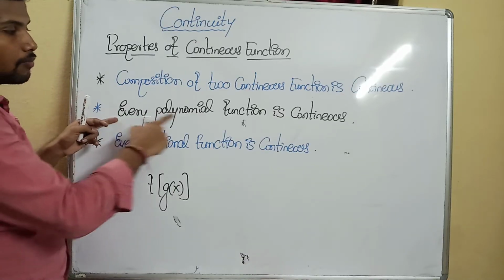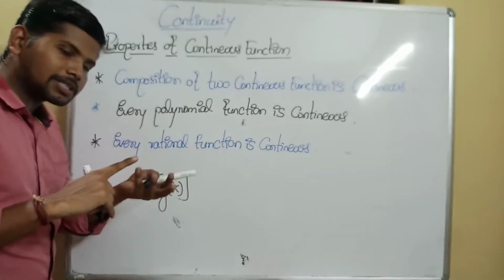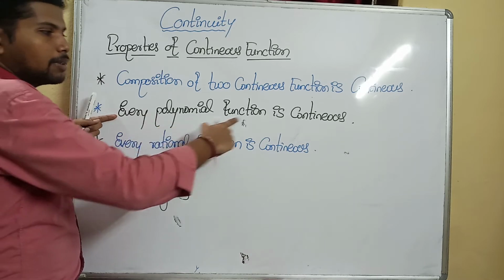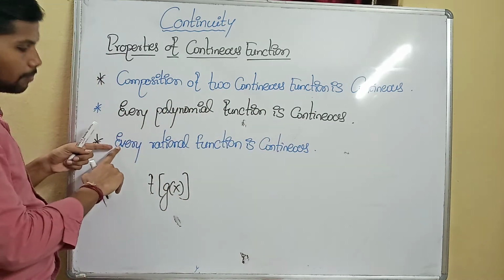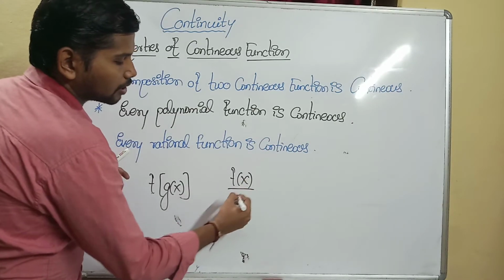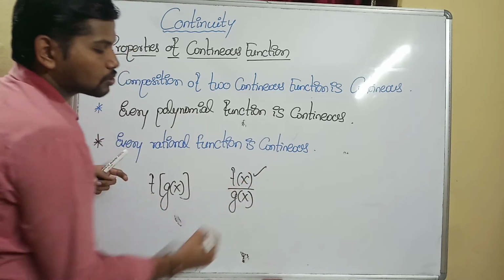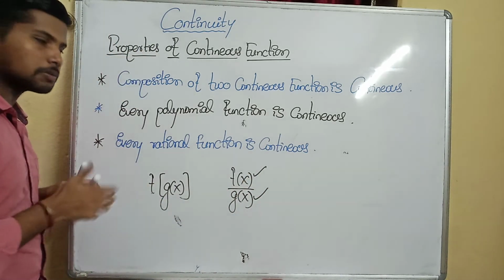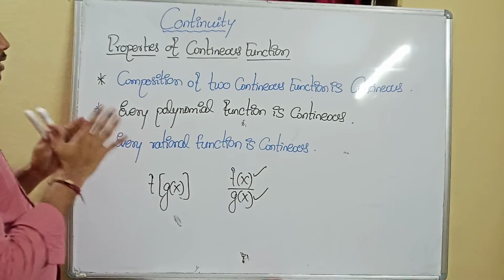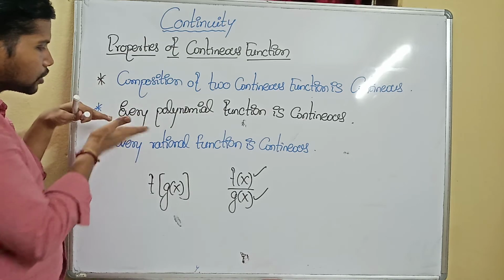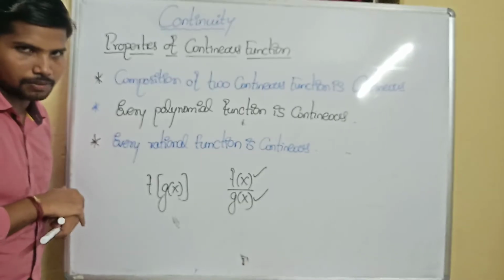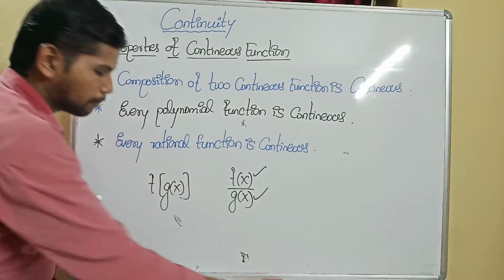The next one is that every polynomial function is continuous. Polynomial means monomial, quadratic, cubic; every polynomial function is a continuous function. Every rational function is continuous. A rational function means f of x divided by g of x. If the numerator is a continuous function and the denominator is also a continuous function, then the ratio of two continuous functions is again a continuous function. Every polynomial function and every rational function is continuous. I'll provide the proof one by one here.